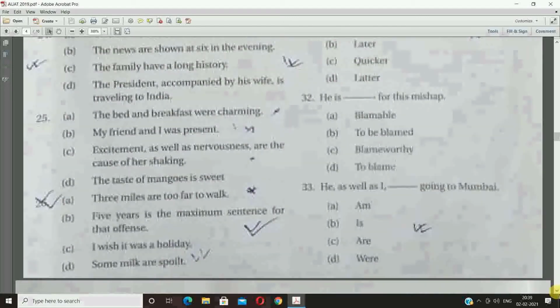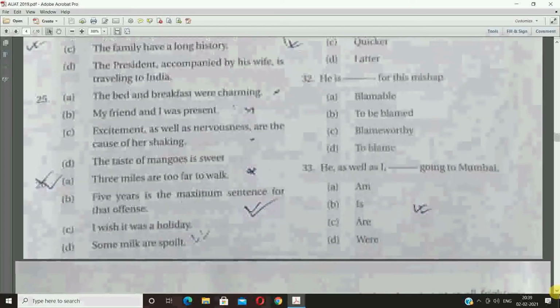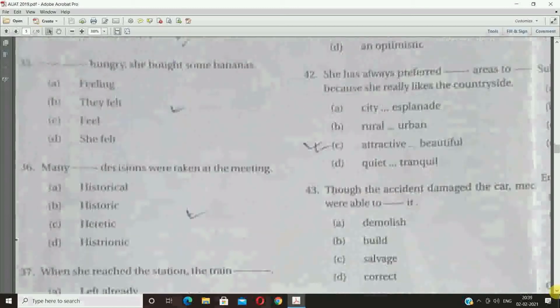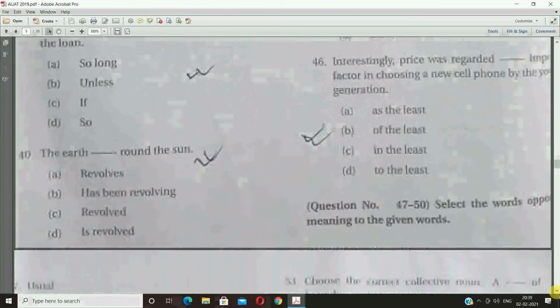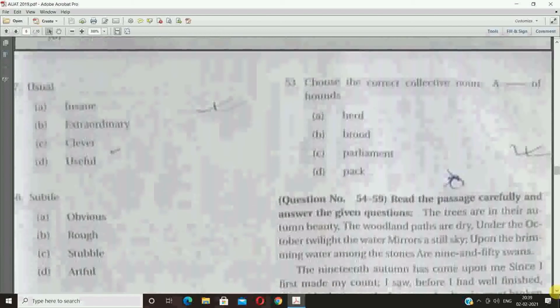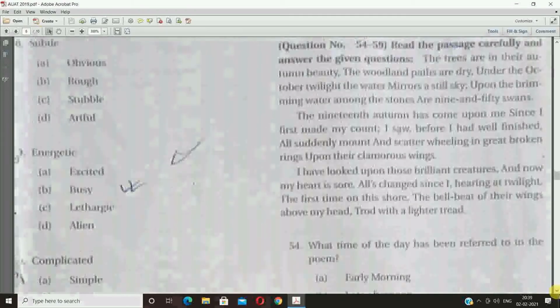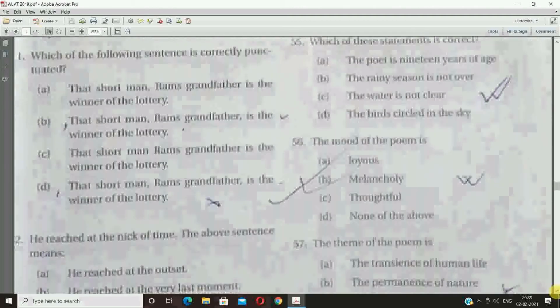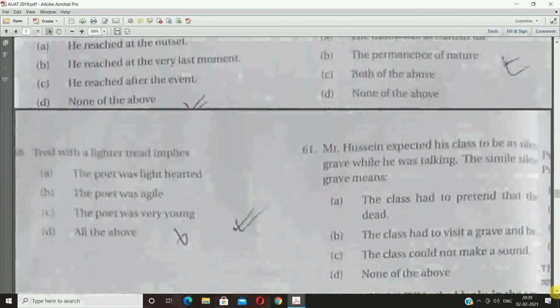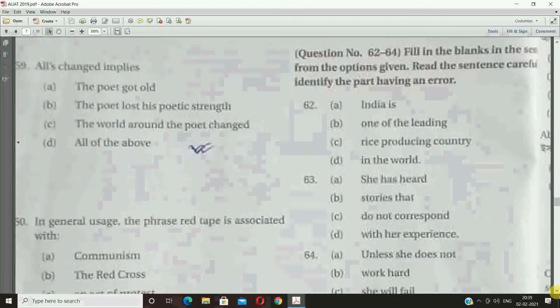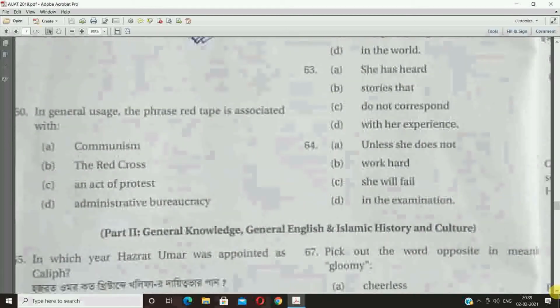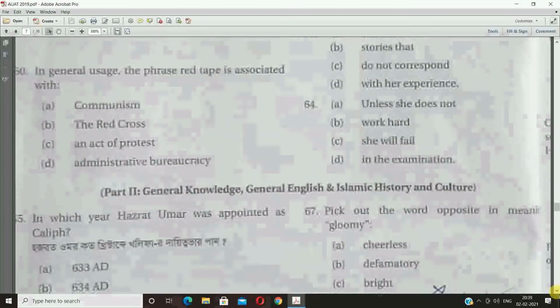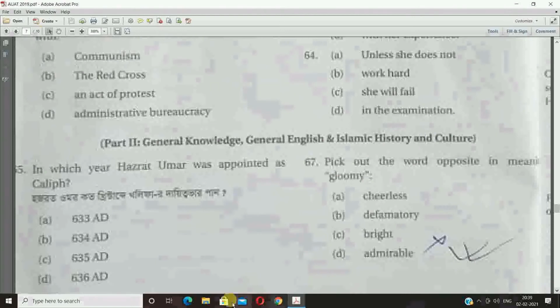You can see the grammatical portion questions are here, and it goes on till here. Again, you have a poem, an unknown poem, and based upon this poem you'll have some questions as well. Then again there are some questions from the grammatical portion, and here you can see that part 2 constitutes general knowledge, Islamic history and culture.